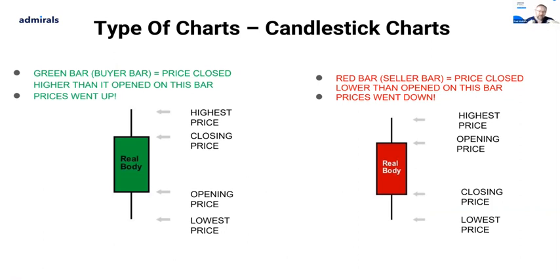On my particular charts, you'll find that bullish candles are green and bearish candles are red. Some people like to have white and black, some people have all sorts of different colors. That's absolutely fine. But you'll find on my charts a variation of green and red. And when we see a green candlestick, for those of you who are complete beginners, that's literally telling us that price closed higher than it opened on this bar, that prices went up in that session.